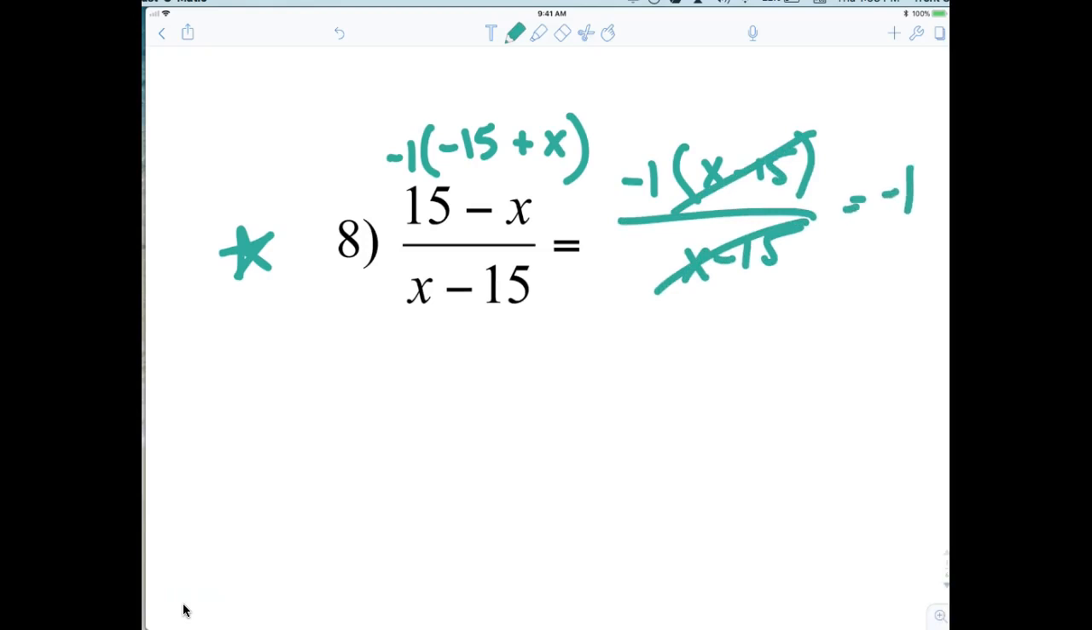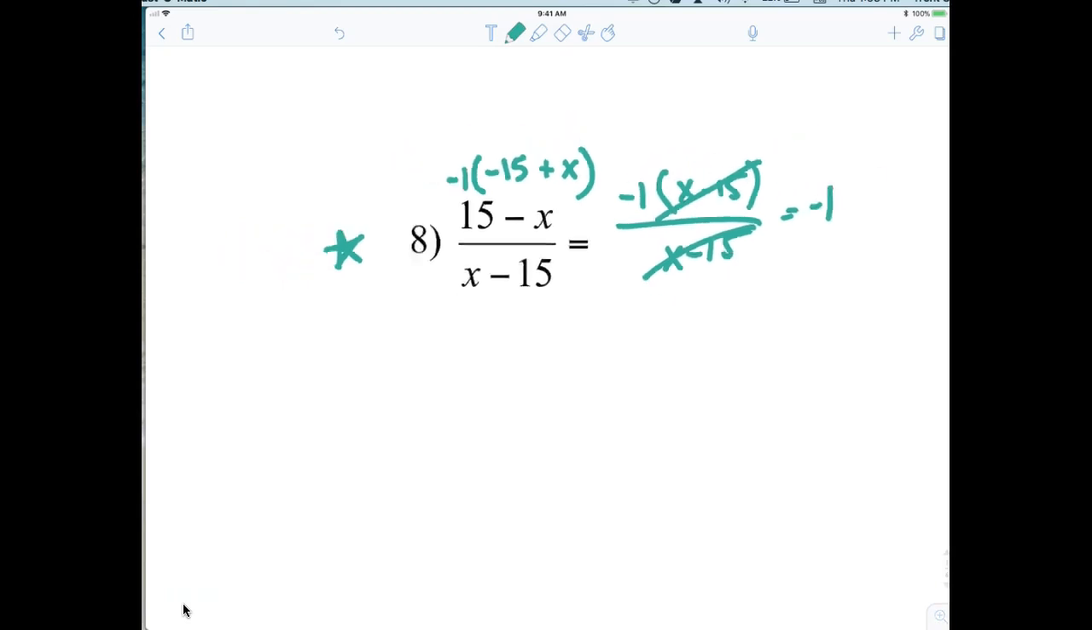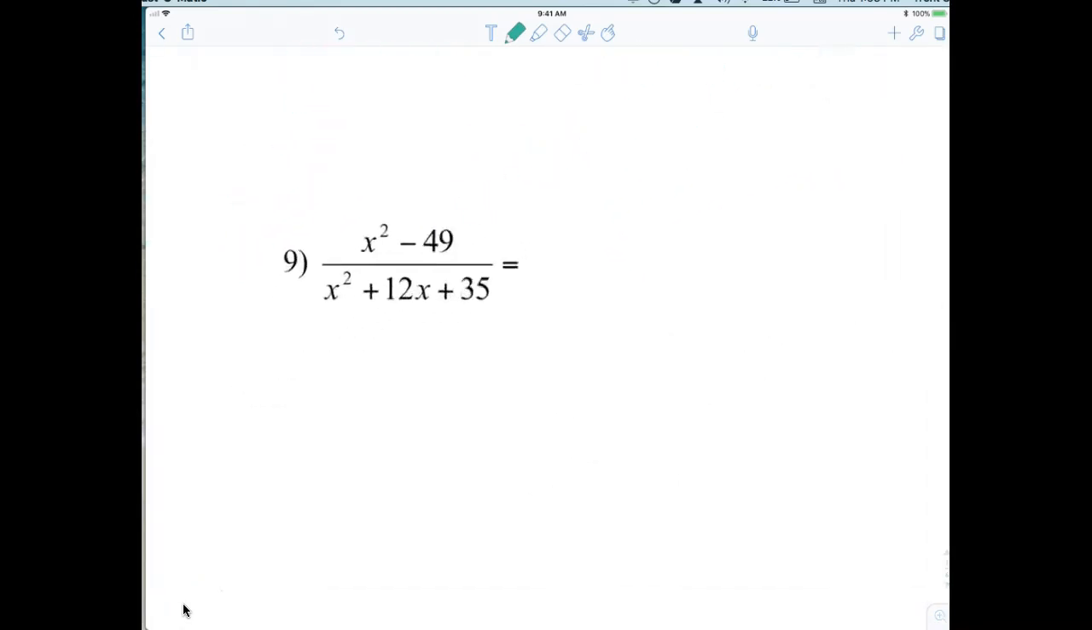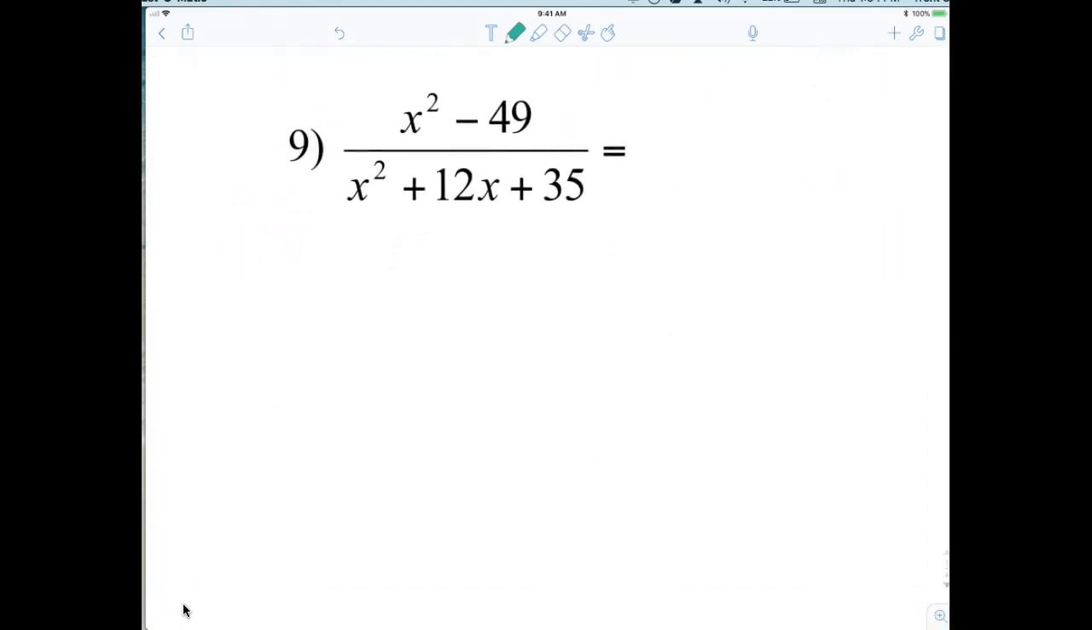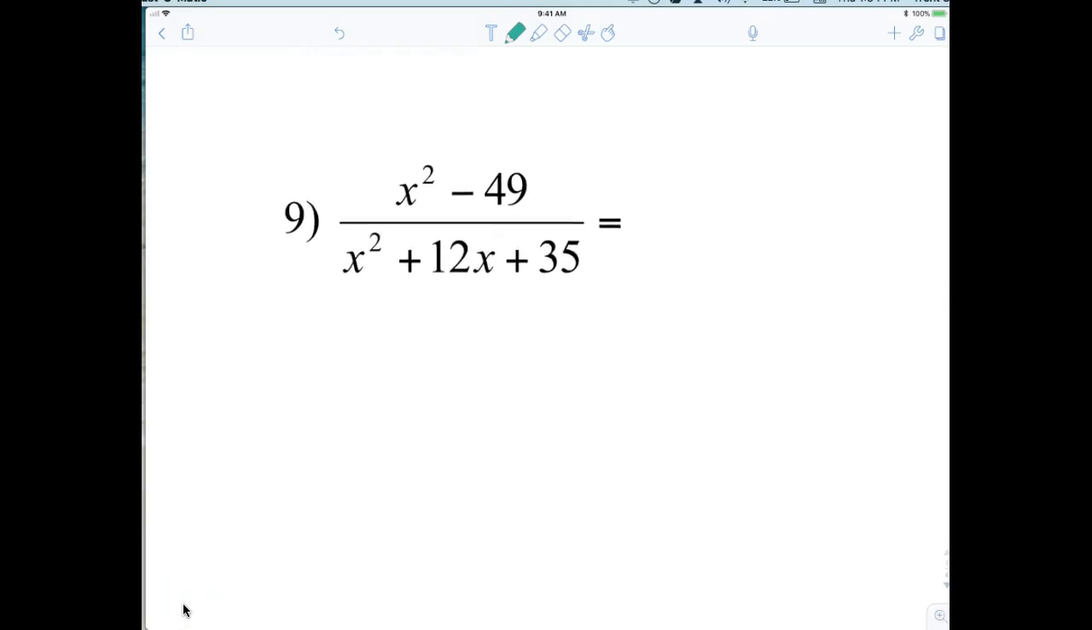So you can go through that whole process, or you can just remember that the solution, when you have subtraction written out of order, is going to be negative 1. Now, that's all there is to it. Everything else should be smooth sailing. So for question number 9, we're factoring into x plus 7, x minus 7.